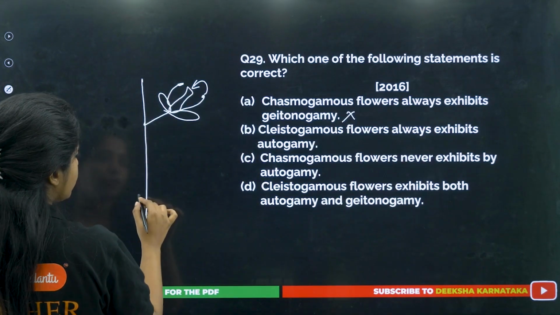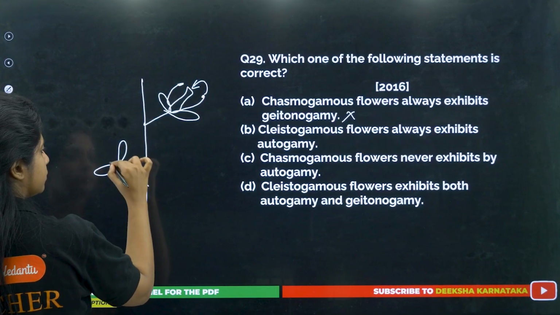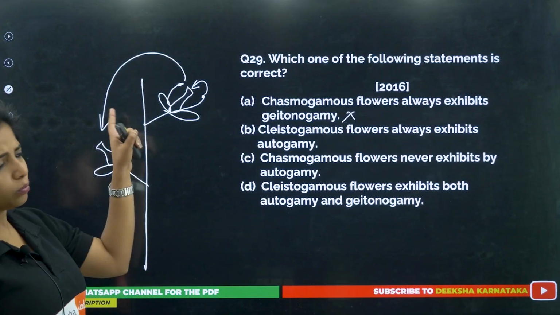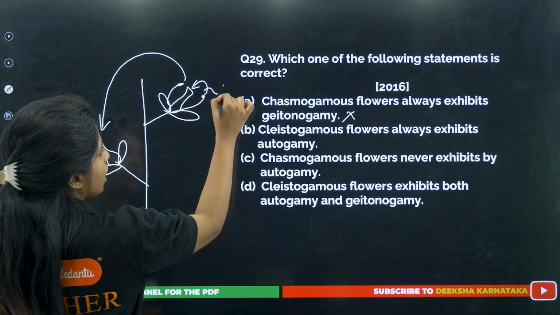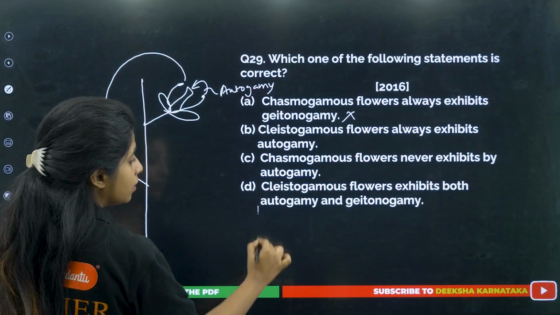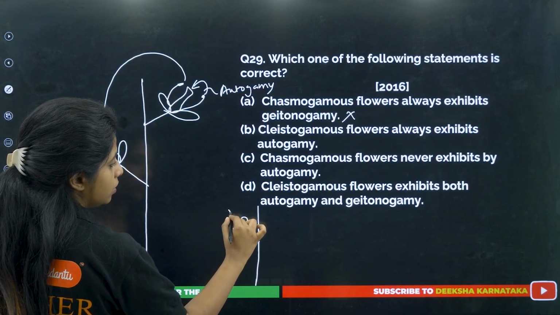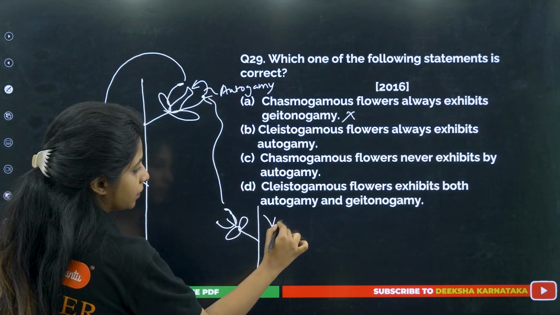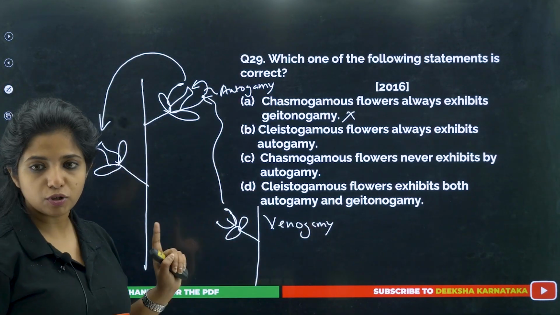What do you mean by geitonogamy? Geitonogamy basically means from this flower to another flower of the same plant. So basically, yes, this can happen, but this is not always true. Autogamy can also happen. And from another flower also, this can come. Xenogamy can also happen. This is known as xenogamy, where from another plant the pollen grains are coming. They have to be the same species, that's all.